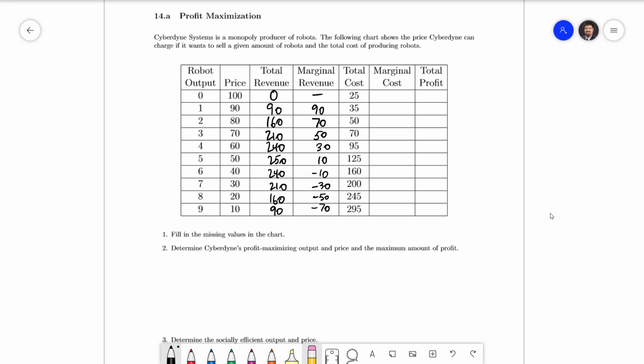For the marginal cost, we look at how much the total cost changes from each unit of output to the next. As with marginal revenue, there is no marginal cost at quantity of 0, but from there we take 35 minus 25 is 10, 50 minus 35 is 15, 70 minus 50 is 20, and so on.